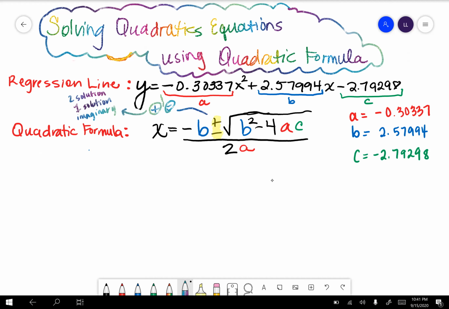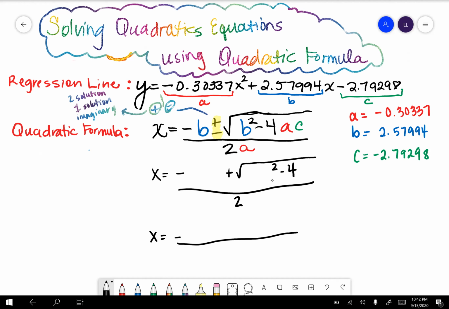We're going to add, and then we're going to subtract. So let's go ahead and set this up. We have x is equal to negative. I'm going to leave some space so we can plug the numbers in. And the first one is going to be a plus, right? And then the second time I do this, I'm going to do subtraction, right? So x is equal to negative. This time we're going to subtract.